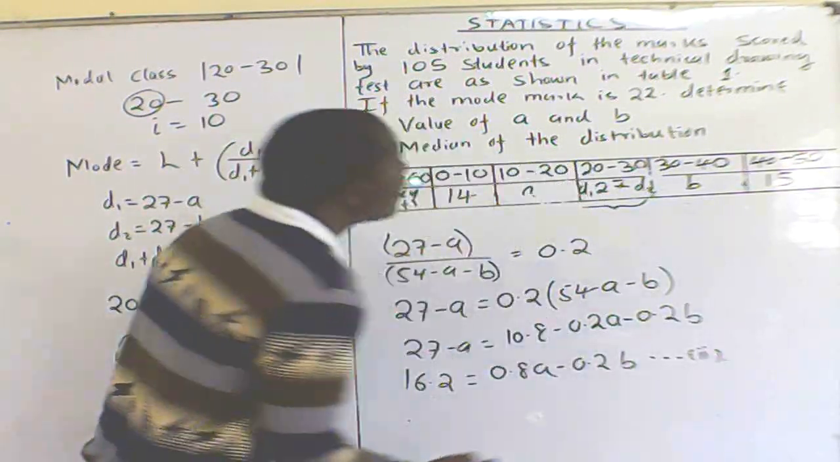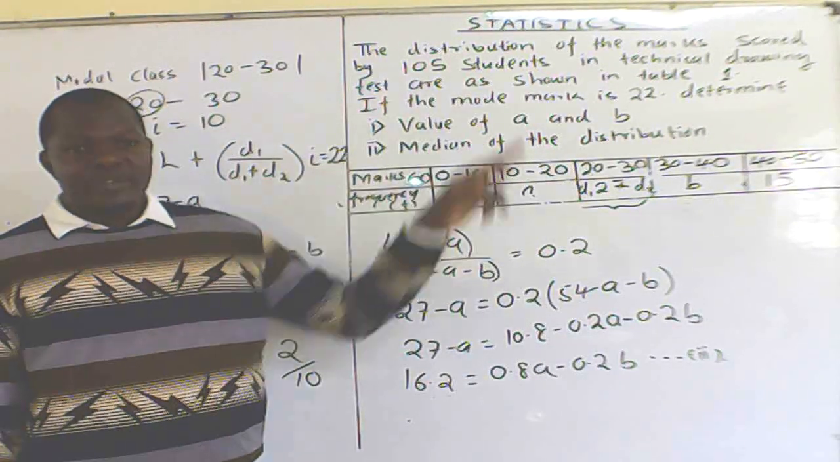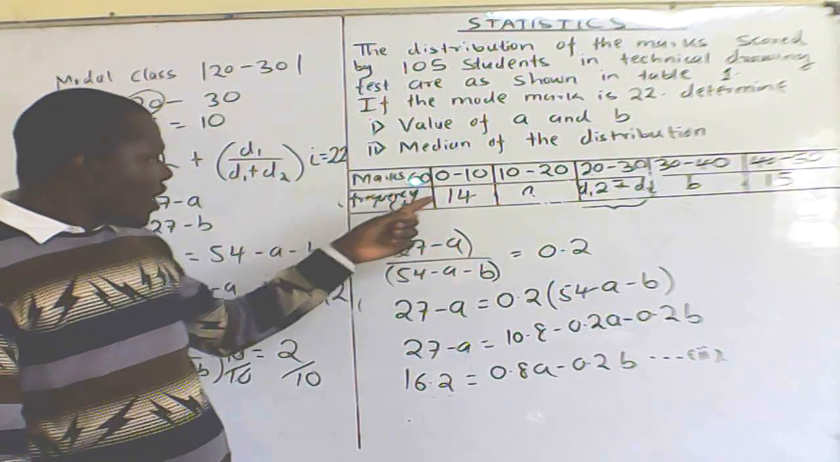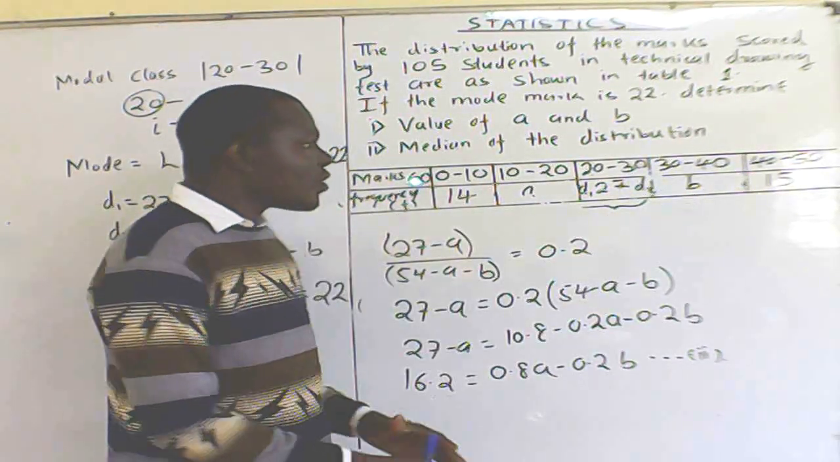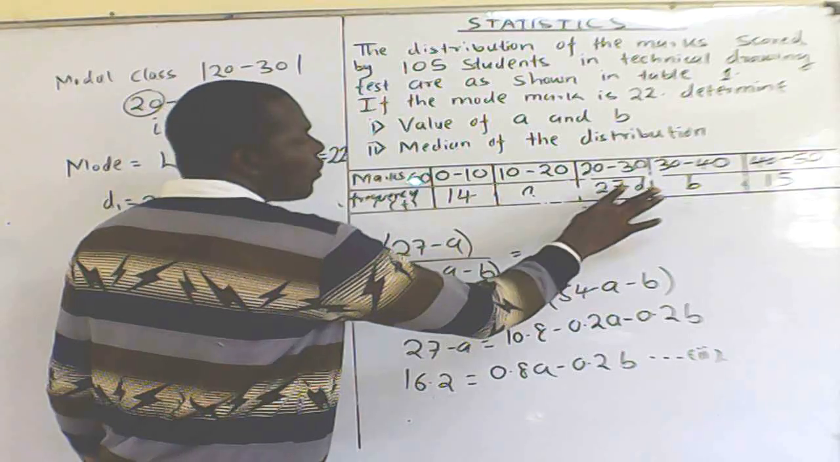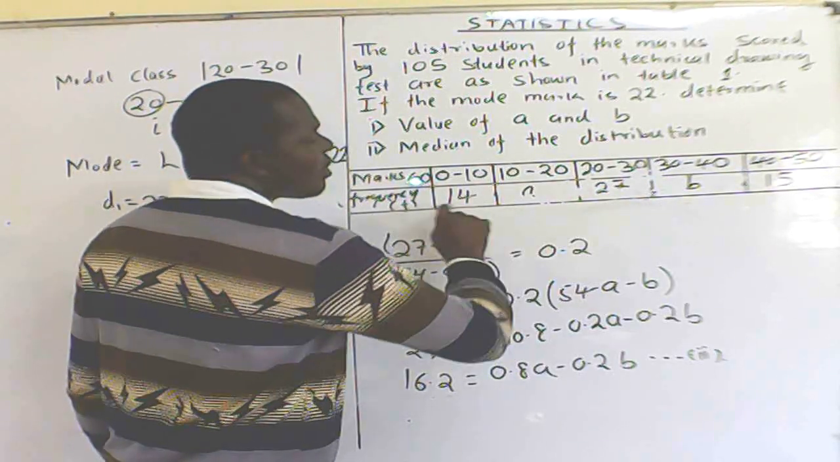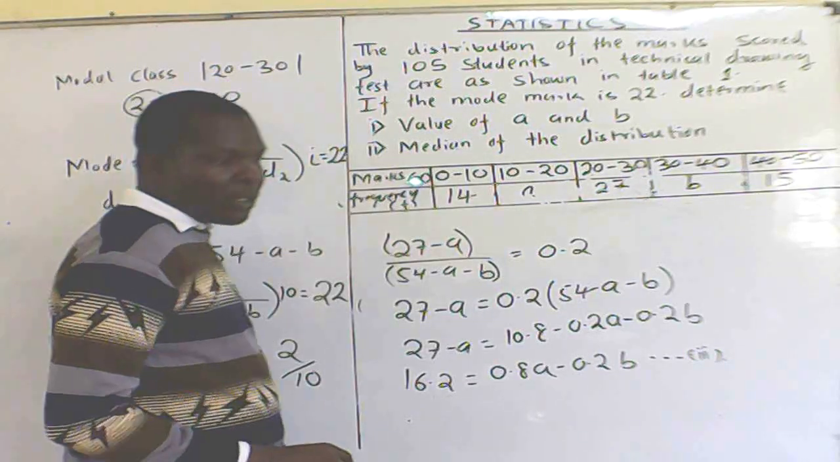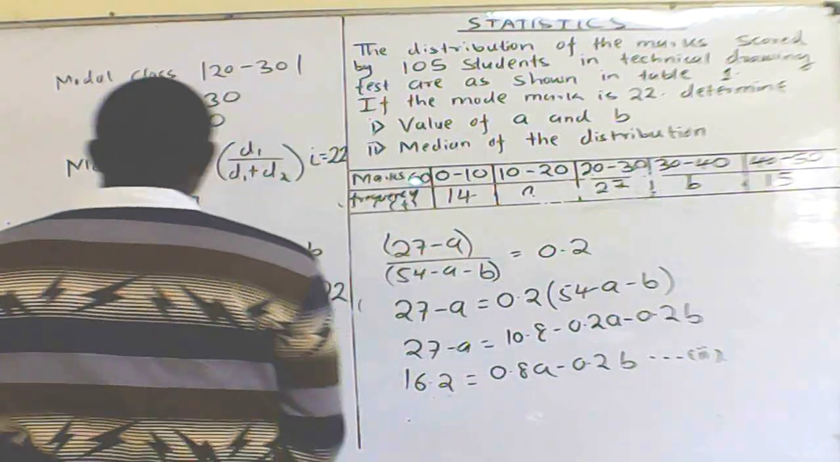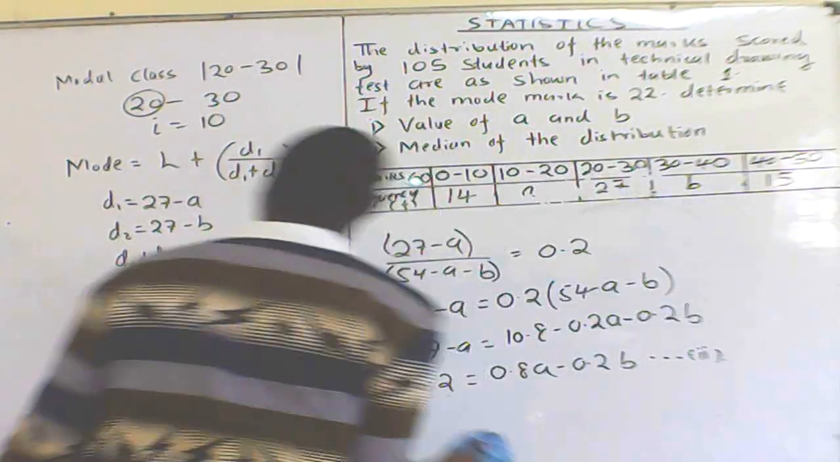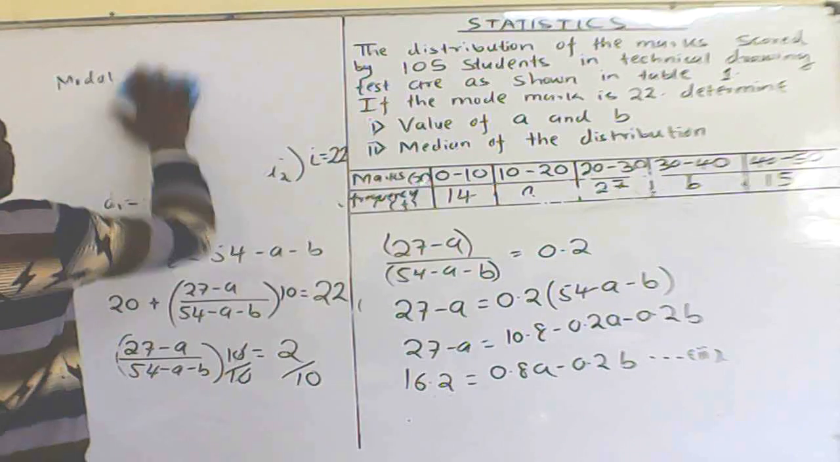So what is equation 1? You'll be told there were 105 students, isn't it? So it means when you add up all the frequencies, you're supposed to get 105. So can we go to that equation?